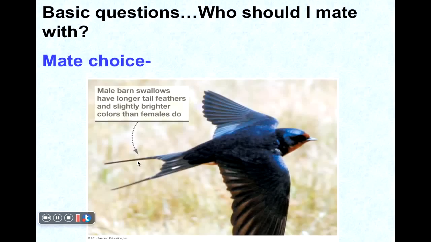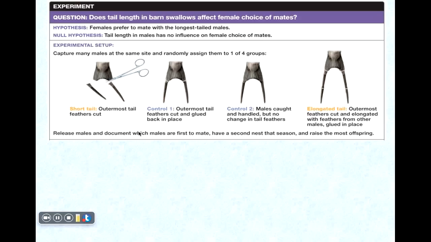An experiment was done to address the question: how much, if at all, does the length of these tail feathers matter in mate choice? So an experiment was done as follows. Take some male barn swallows, snip off those outer tail feathers. In one group, you leave those tail feathers removed. Another group, you cut them off, but glue them back on. Another group, sort of as a control, you capture some birds and handle them, but you don't actually cut off any of their tail feathers.